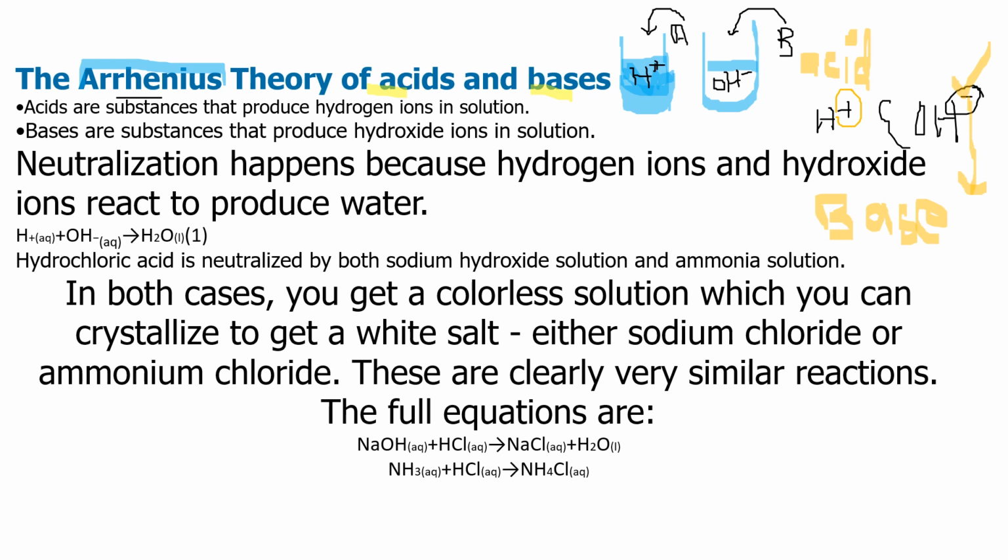Now let's move on to the definition. Acid is a substance that produces hydrogen ions. That is the key point of this whole theory. And base produces what? Hydroxide ions. Neutralization happens because hydrogen ions and hydroxide ions react to produce water.